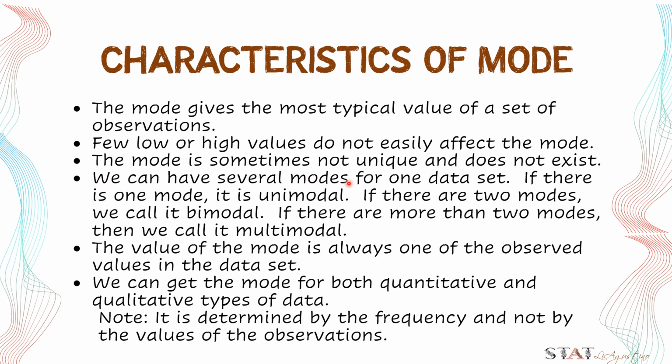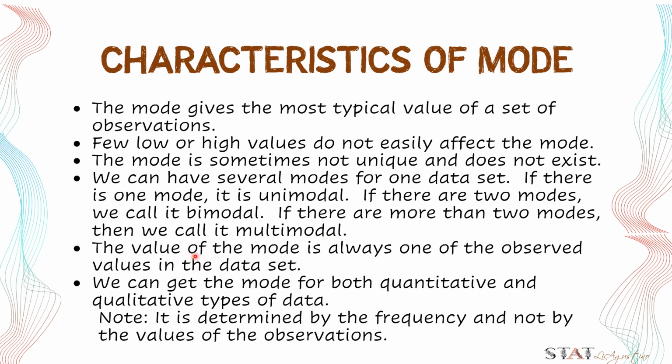The mode is sometimes not unique, and sometimes does not exist. For example, they have an equal number of occurrences. For example, the value 4 appeared 10 times and the value 5 appeared 10 times. So you can have two modes, okay? And then we can have several modes for one data set. If there is one mode, it is unimodal. If there are two modes, we call it bimodal. If there are more than two modes, we call it multimodal.